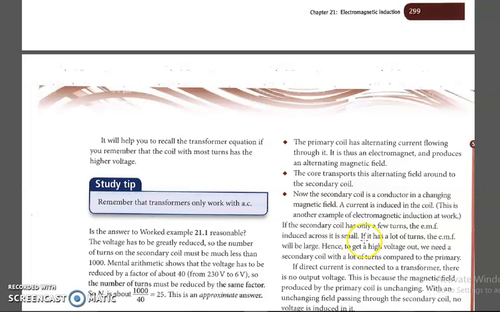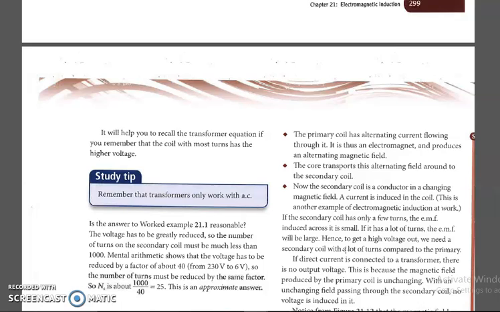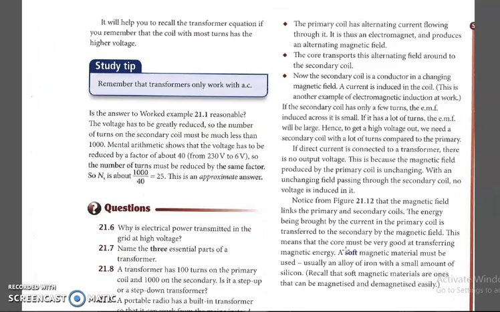This is another example of electromagnetic induction at work. If the secondary coil has only a few turns, the EMF induced across it will be very small. If it has a lot of turns, the EMF will be large. Hence, to get a high voltage out, we need a secondary coil with a lot of turns compared to the primary.